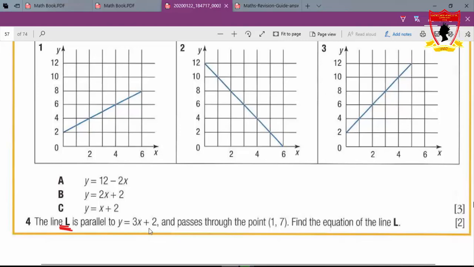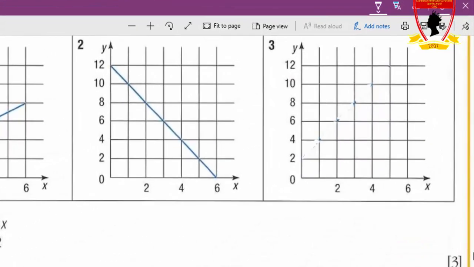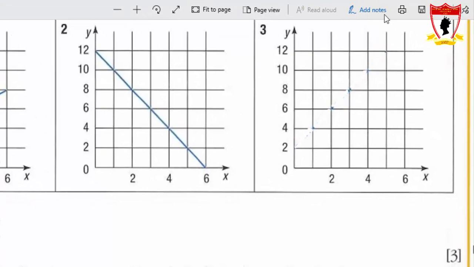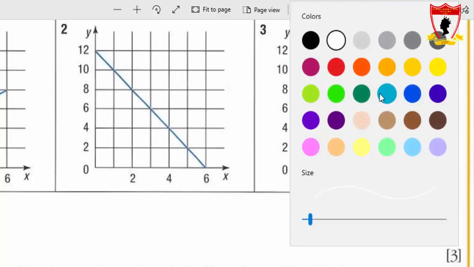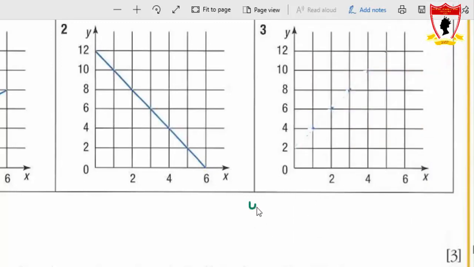y equals 3x plus 2. To graph y equals 3x plus 2, I want to graph this equation on this xy axis. y equals 3x plus 2. Plus 2 means it's passing through 2 on the y-axis.